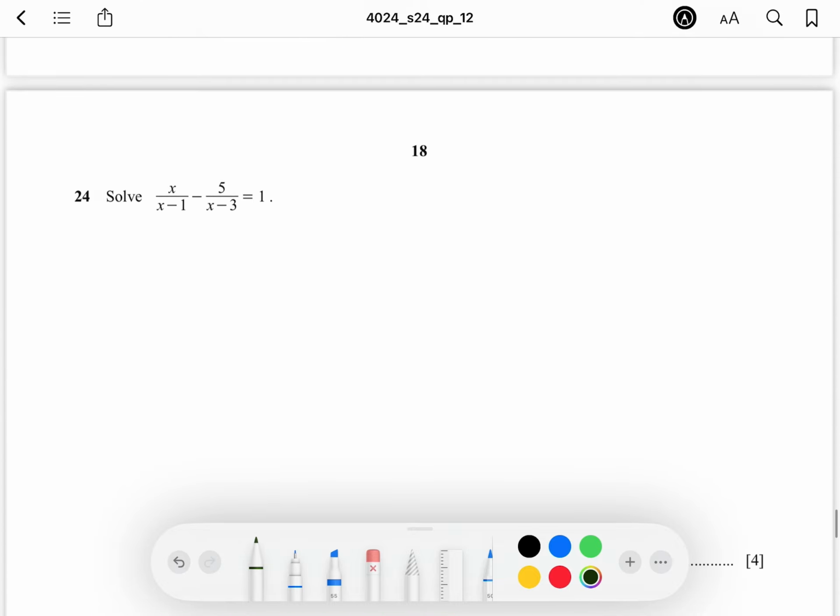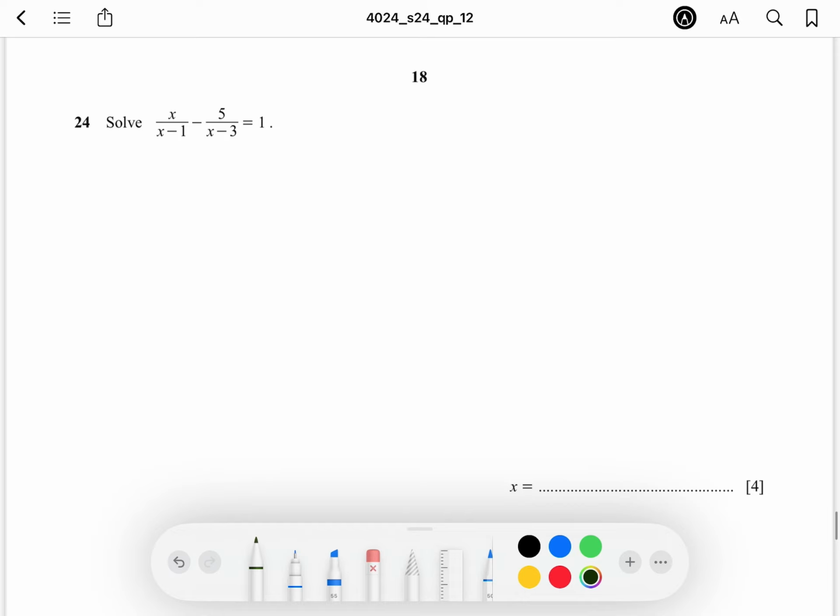Ani memerlukan kekuatan yang ni. Okay. 4 markah ha? 4 markah. Artinya a few steps that you need to go through. First thing is what do you think you need to do?